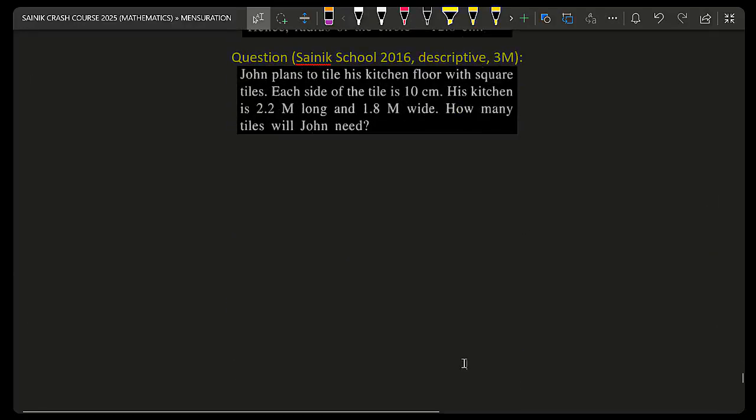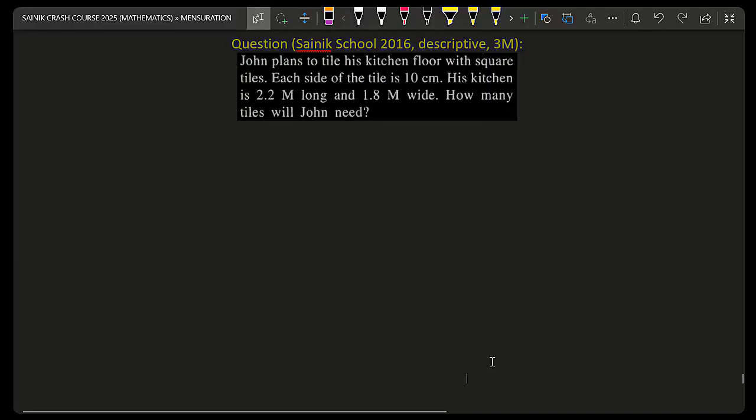Next question, same paper, 2016 paper, and for 3 marks. John plans to tile his kitchen floor with square tiles. Each side of the tile is 10 centimeters. His kitchen is 2.2 meters long and 1.8 meters wide. How many tiles will John need? So similar type of question we discussed yesterday and today also.